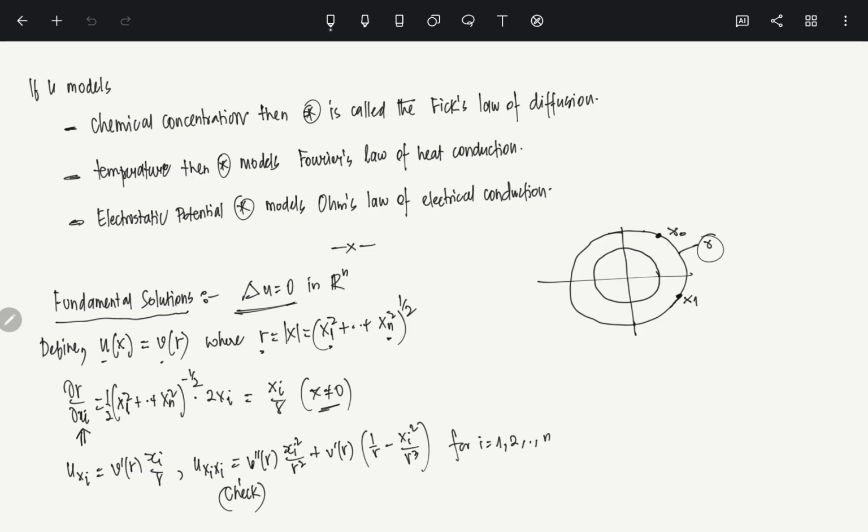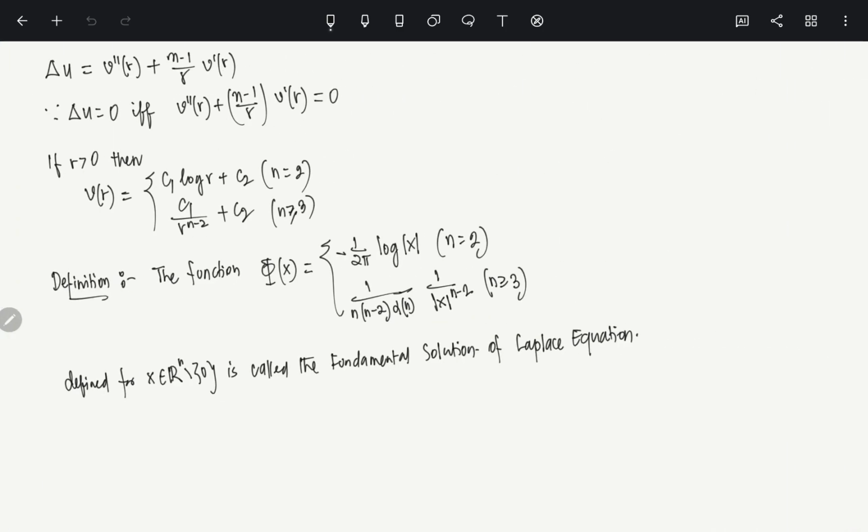Once we assume that, we can calculate the whole thing, put it in Laplace u equals 0, and you get this. Since r is mod x, you can just replace it, and c1 and c2 we are just replacing with particular constants, because this is a normalization constant, it's nothing much actually. With these constants, we say this solution is a fundamental solution of the Laplace equation, satisfied for x in Rn minus 0.